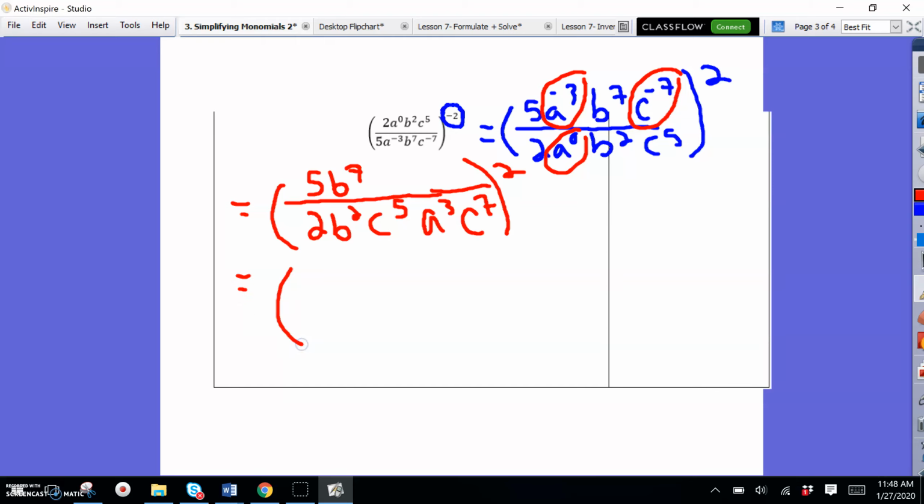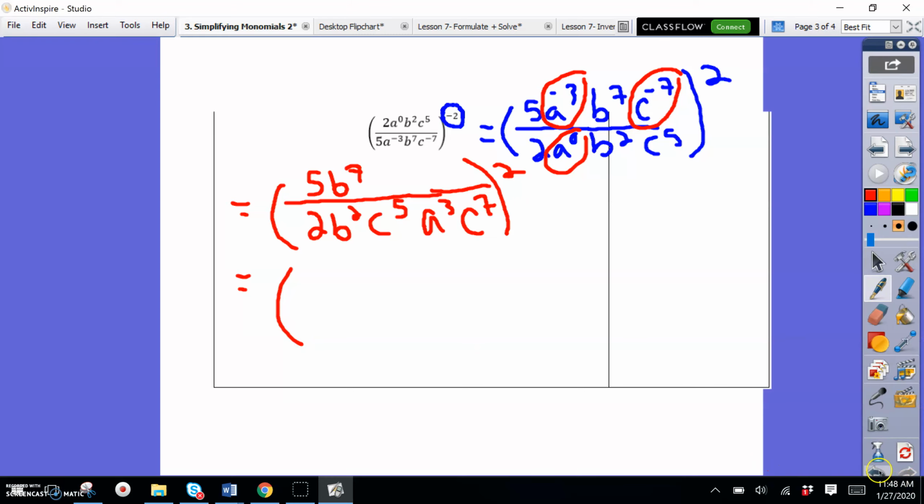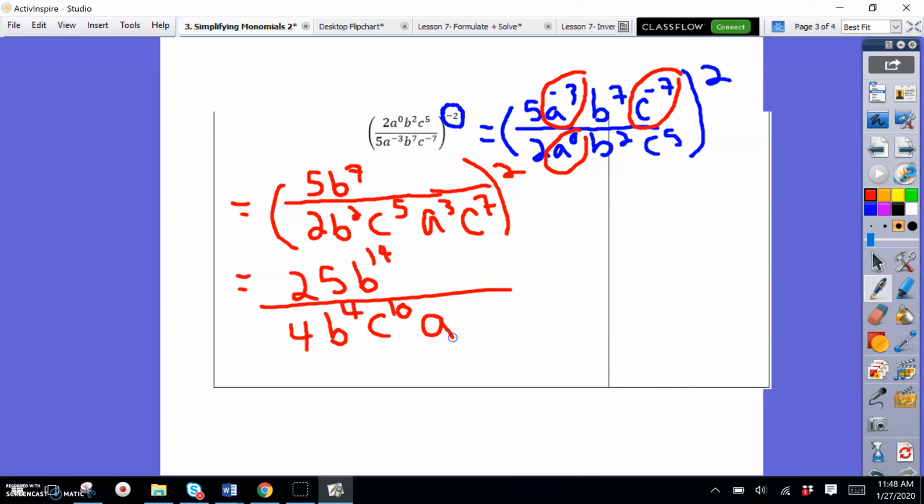On my numerator, let's get rid of those parentheses because we don't need them anymore when we square them. We're going to do 5 squared, which is just 25. B to the 7th squared is b to the 7th times b to the 7th, which is b to the 14th. Then 2 squared is going to be 4. B to the 2nd times b to the 2nd is just b to the 4th. C to the 5th times c to the 5th is c to the 10th. A to the 3rd times a to the 3rd is just a to the 6th. And then c to the 7th times c to the 7th is just c to the 14th.